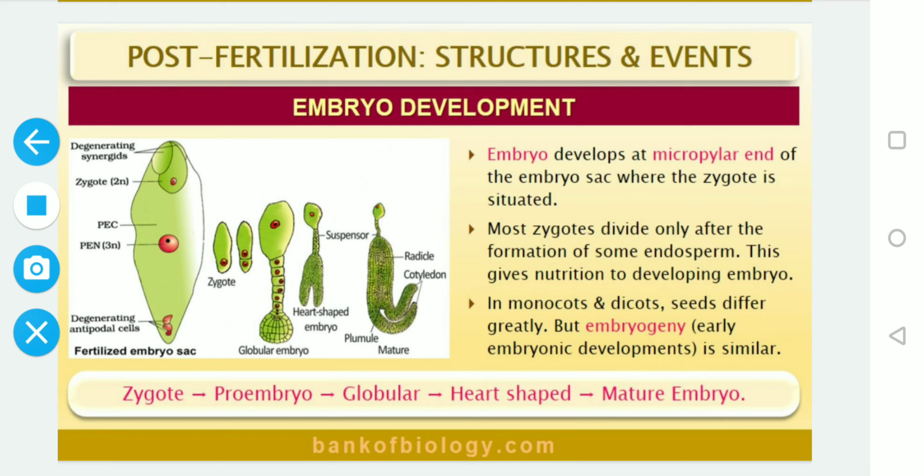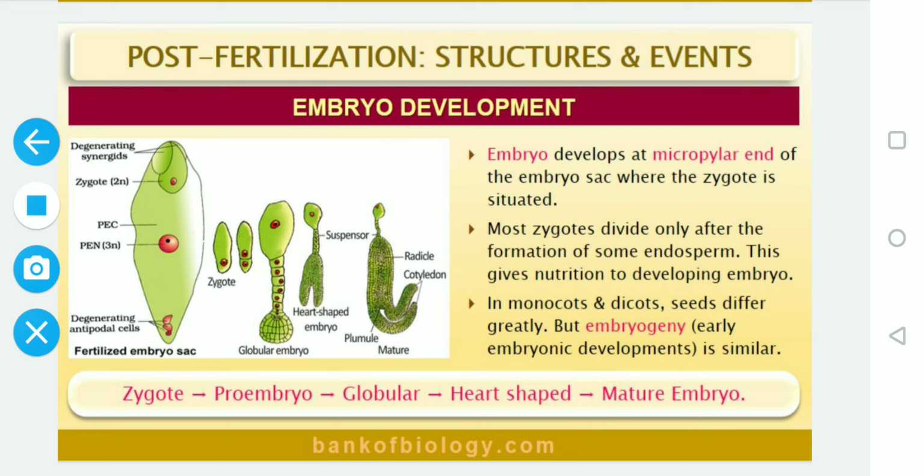Most zygotes divide only after the formation of some endosperm. So this gives nutrition to the developing embryo. As I said, if there is no endosperm, there will be no nourishment. Got it? Then, based on the type of cotyledons in monocots and dicots, it differs greatly. But embryogeny is quite natural and normal. In the early embryonic development, it is similar. Only after the complete structure is formed will it differ with respect to the cotyledon.